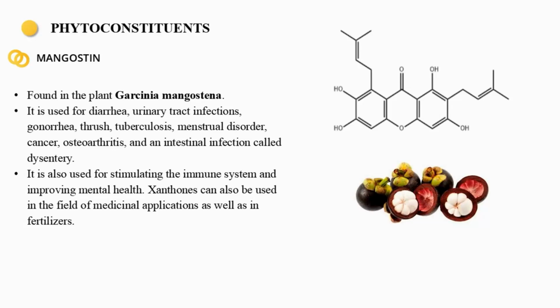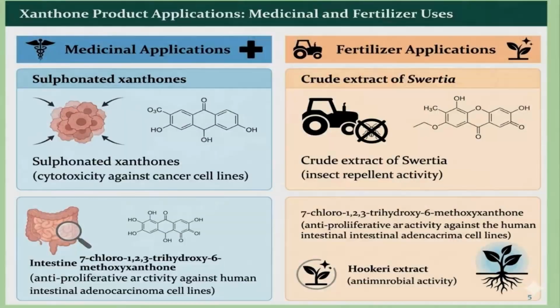Xanthones can also be used in the field of medicinal applications as well as in fertilizers. You can see over here the molecule sulfonated xanthones, which are used as a cytotoxicity agent in cancer cell lines. The second molecule is 7-chloro-1,2,3-trihydroxy-6-methoxyxanthone, which is used as anti-proliferative activity against the human intestinal adenocarcinoma cell lines. The second activity is fertilizer activity, in which crude extract of Swertia is used in insect repellent activity, and Hookeri extract is used as antimicrobial activity.